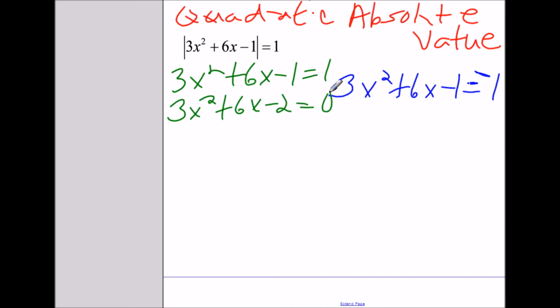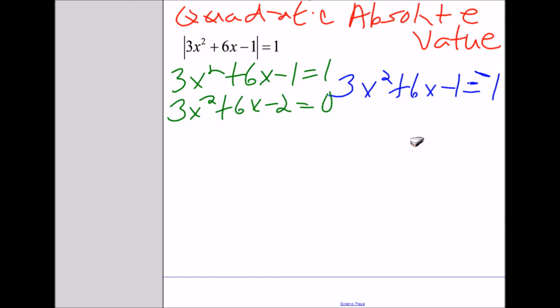Okay, and now I want to look to see, are there factors of negative 6 whose sum is positive 6? Yeah, I doubt that. Okay, so that's not factorable. I think that the easiest method for solving this is going to be the quadratic formula.